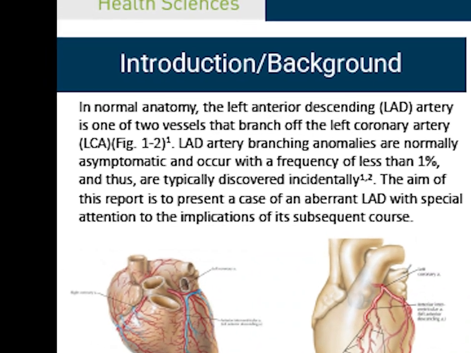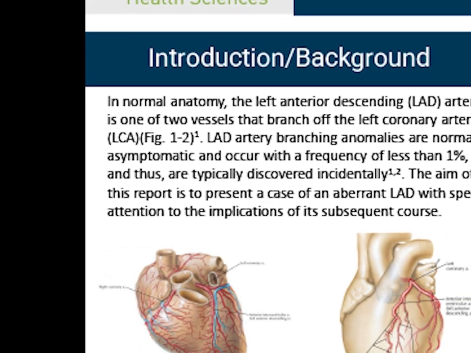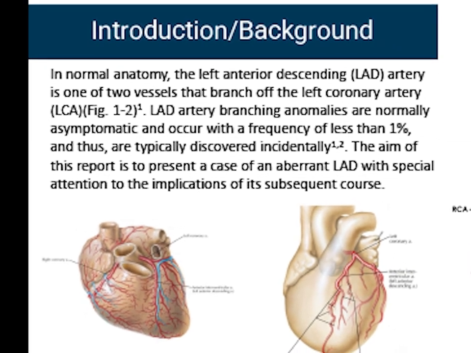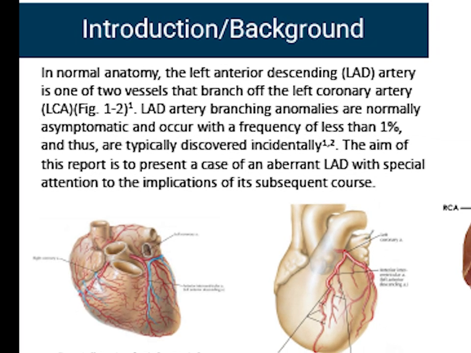Introduction/background. Normally, the left anterior descending artery is a branch of the left coronary artery. LAD anomalies are typically asymptomatic and discovered incidentally during investigation of other disease. Our case report focuses on the implications of a particular aberrant anomaly and its subsequent course.